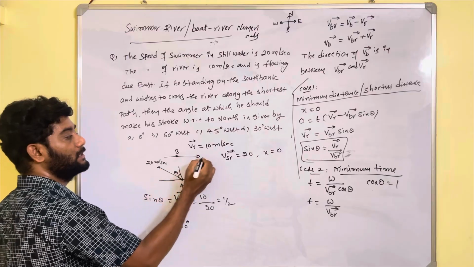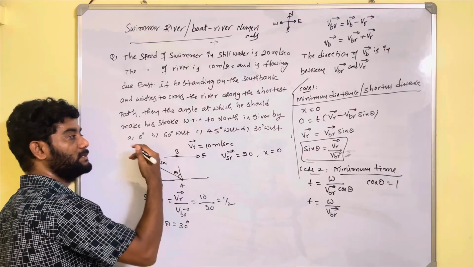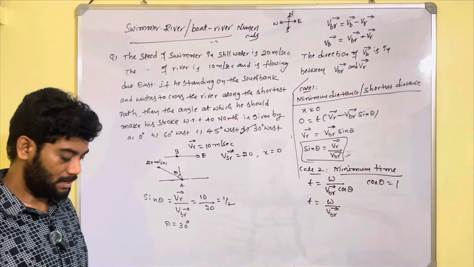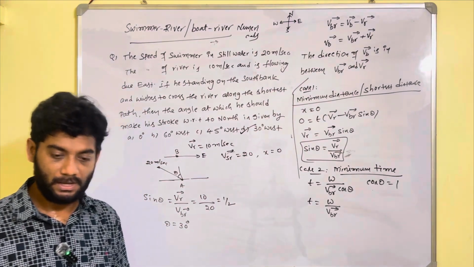So how much angle do you have to move? 30 degrees. This is the east direction, so 30 degrees towards which one? West. So the answer will be D. It is obtained here.